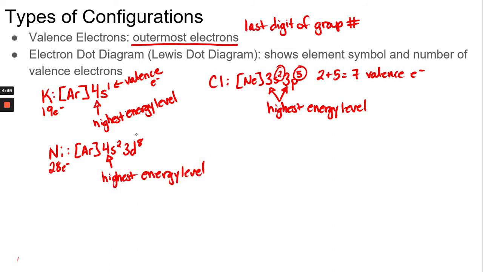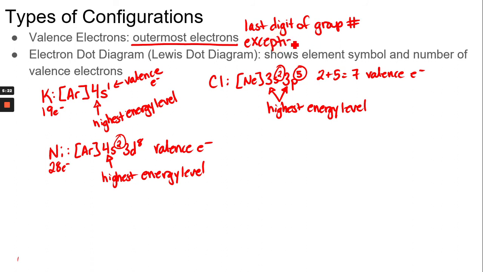Well, how many electrons are there in the fourth energy level? 2 electrons. So nickel has 2 valence electrons. Remember, the D block is always one less than the row it's in. So the last digit of the group number works if you're in group 1, group 2, or group 13 through 18. But if you're in the D block, it's an exception.